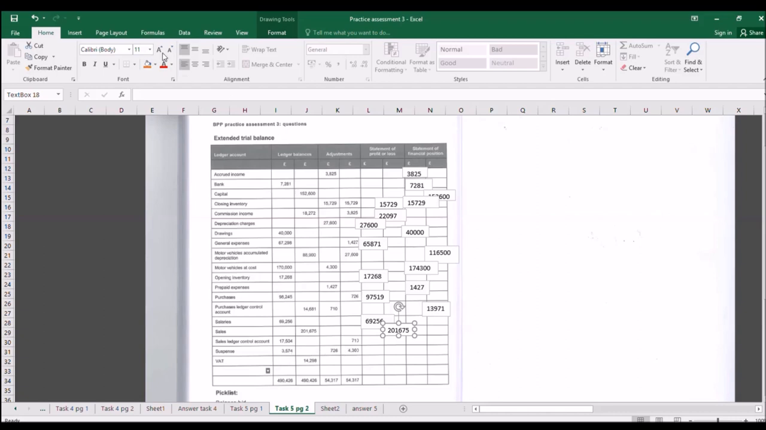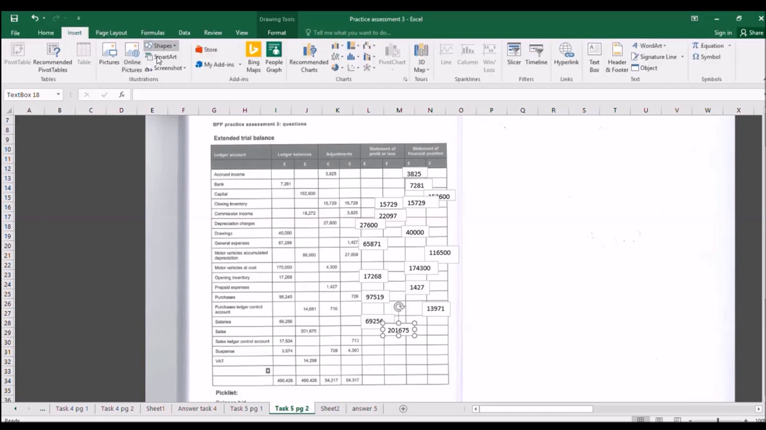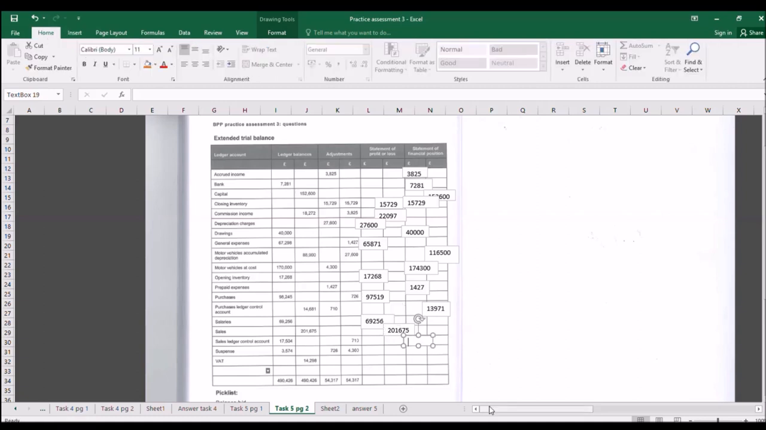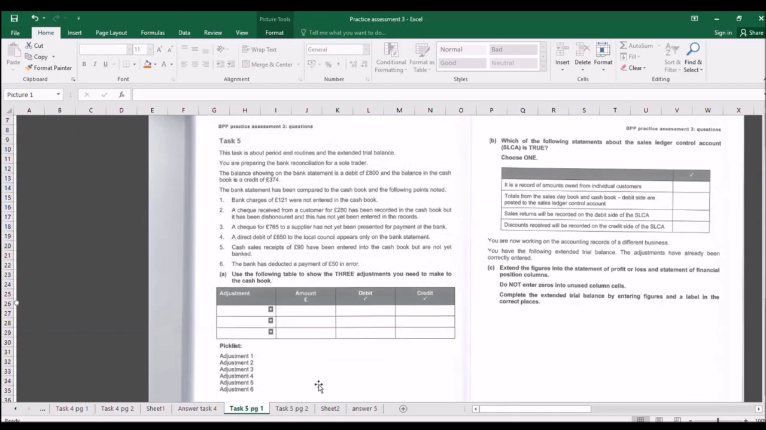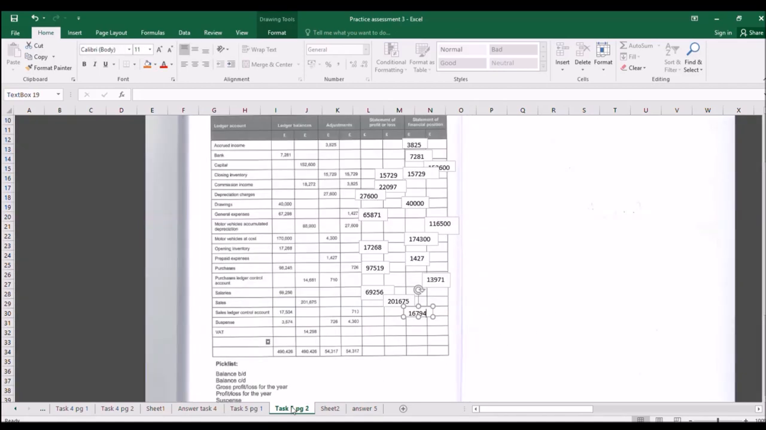And sales ledger control account is going to be an asset. And we've got an adjustment here where we've got a debit and a credit. So they deliberately tried to mess you about with the number line there. And so that's going to be 16,794. And our suspense account here, I take it we've written that off down to zero. Are we supposed to put zeros in here or not? Let's have a look. Do not enter zeros in the nil column cells. Okay, so we don't put it in there.